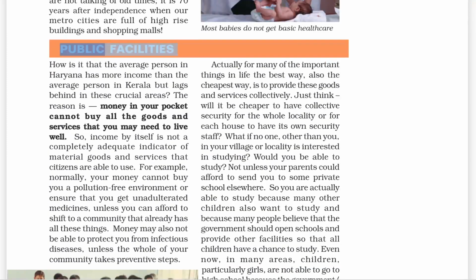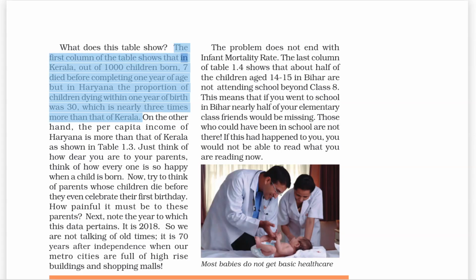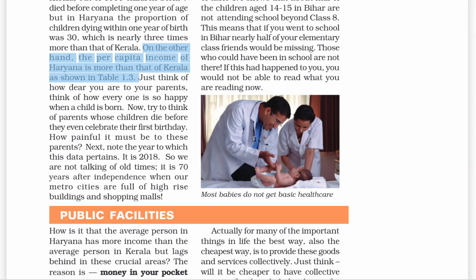Table 1.4, Public facilities. What does this table show? The first column of the table shows that in Kerala, out of 1,000 children born, 7 died before completing 1 year of age, but in Haryana the proportion of children dying within 1 year of birth was 30, which is nearly 3 times more than that of Kerala. On the other hand, the per capita income of Haryana is more than that of Kerala as shown in Table 1.3.